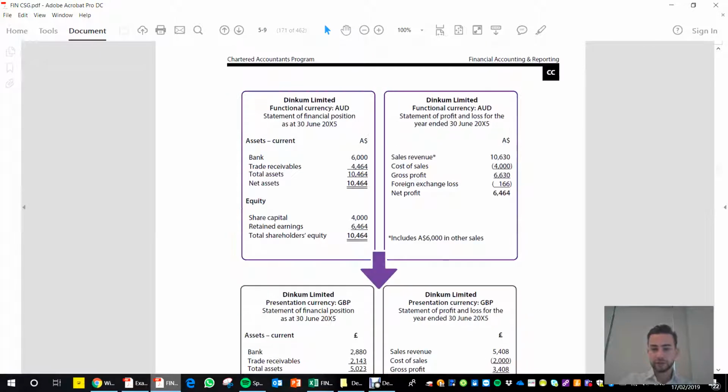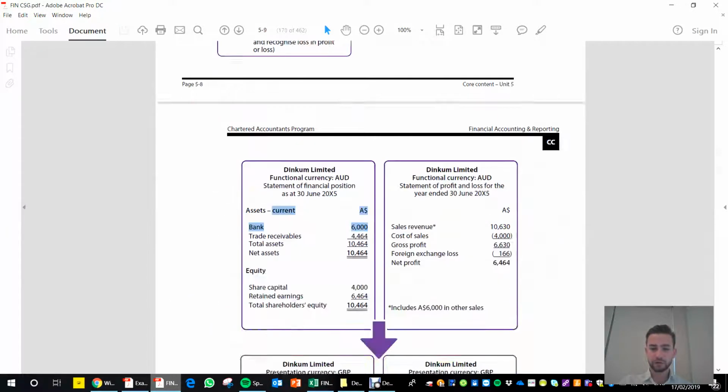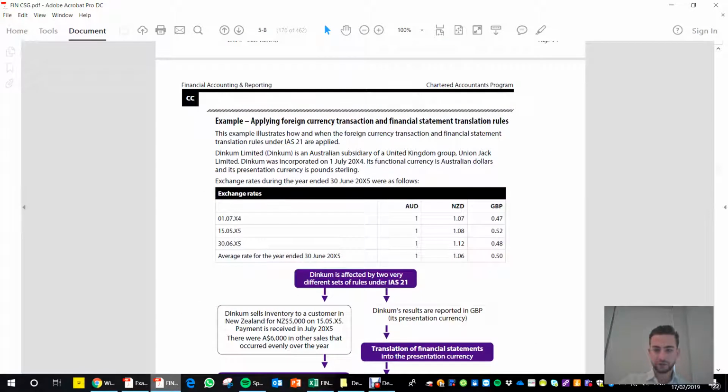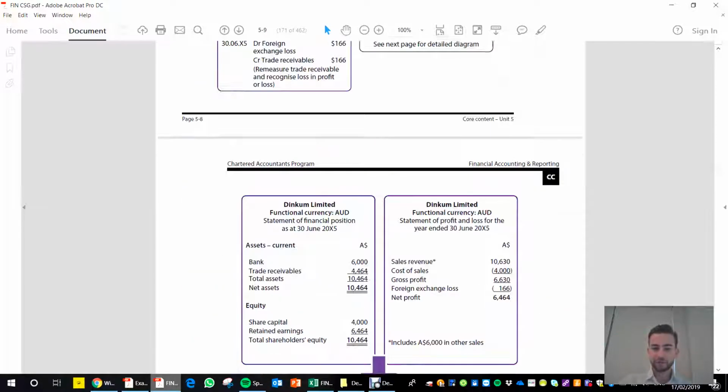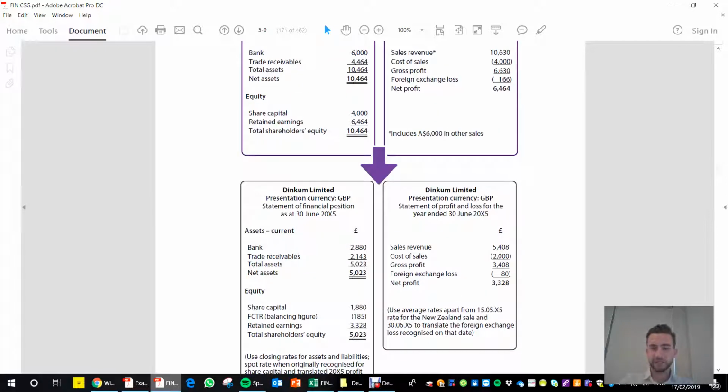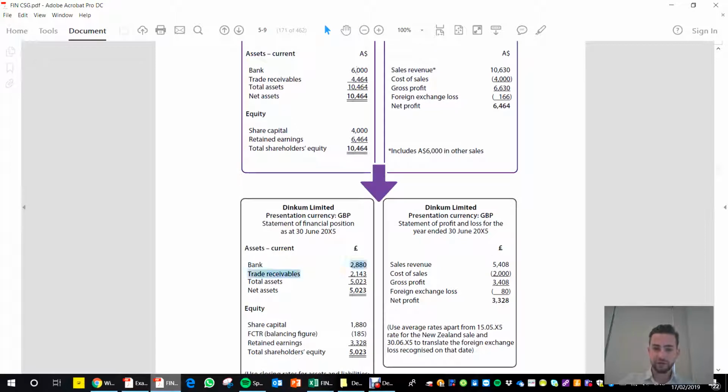Okay, so let's go through this example here. So bank account. Current assets and liabilities, really straightforward. As we just said above, it's going to be at the closing date. So what's the closing date? 30 June. So we look at the exchange rate and it's going to be 0.48. Again remembering, are we dividing or multiplying? In this case we're actually multiplying because we're going to Great British Pounds as opposed to the other way around. It's going to be 6,000 times that exchange rate at 30 June. We do the same for our bank, trade receivables, etc.